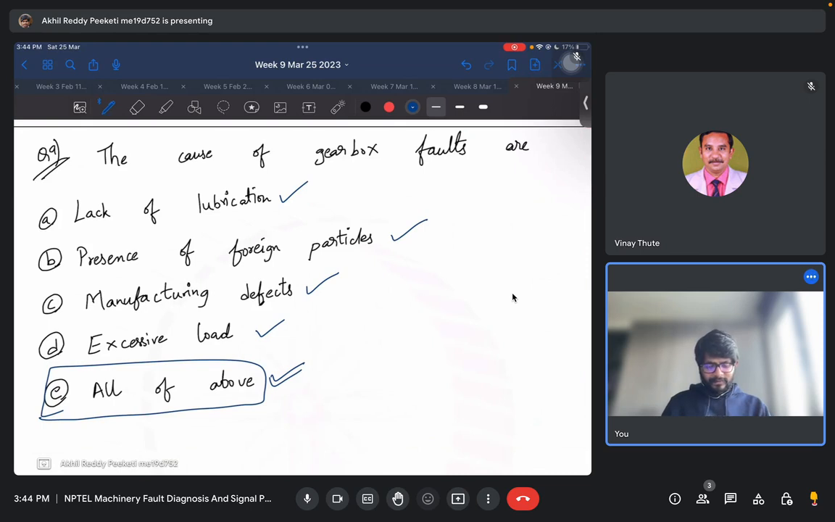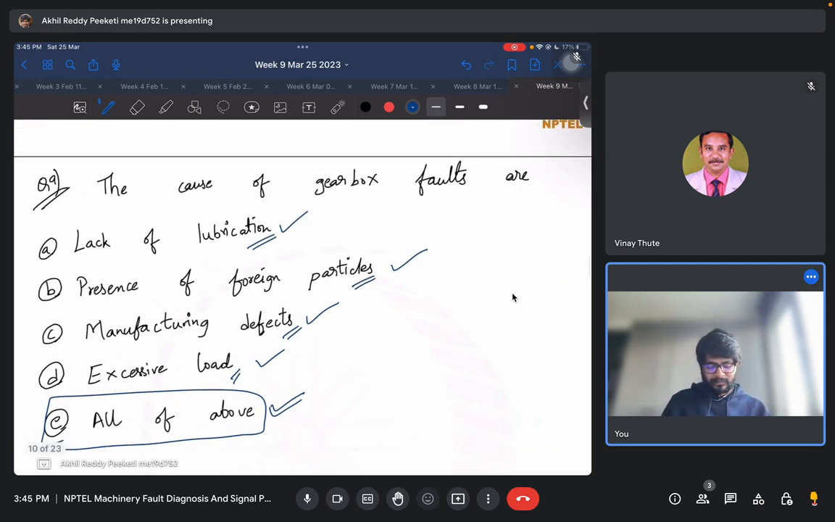Next question. The cause of faults in the gearbox. Lack of lubrication is one possibility, if there is not enough oil inside the gearbox for smooth functioning. If there are any foreign particles, they could get stuck between the gears and cause problems. If there is any manufacturing defect or if there are any excessive loads. All these can cause gearbox faults. So all of the above.